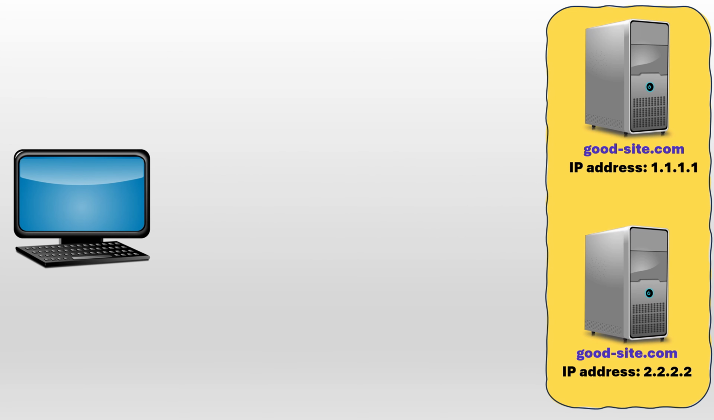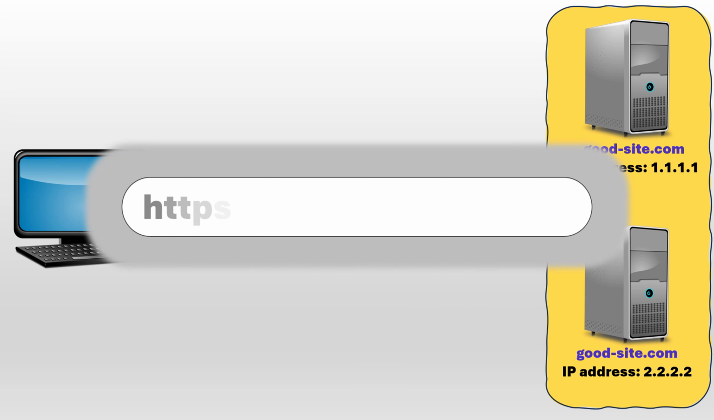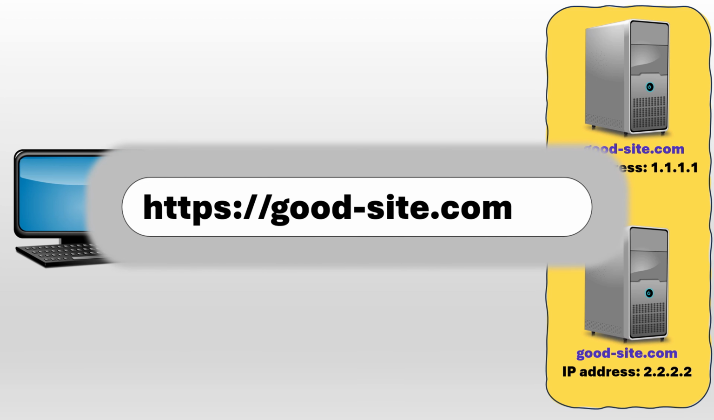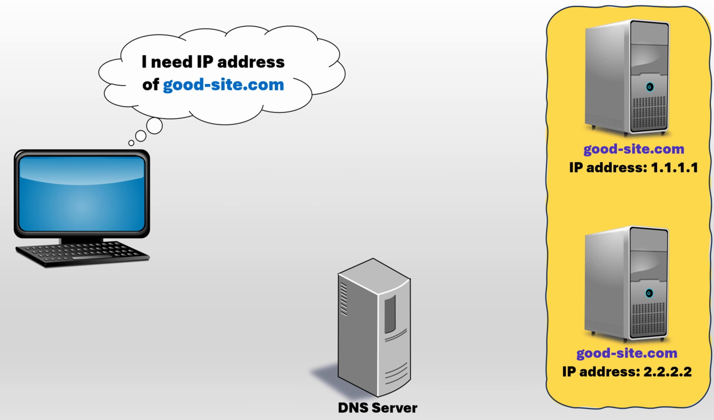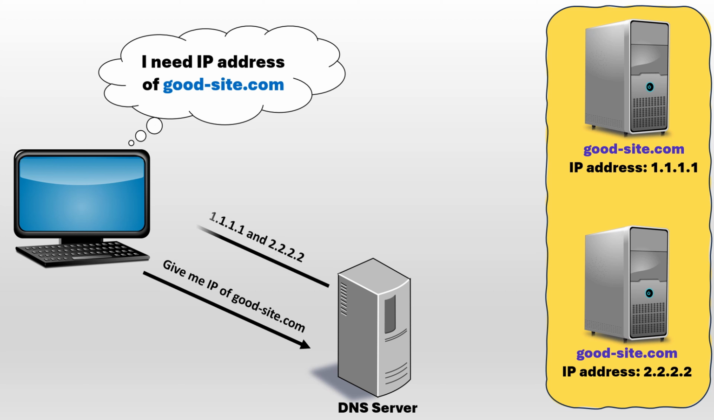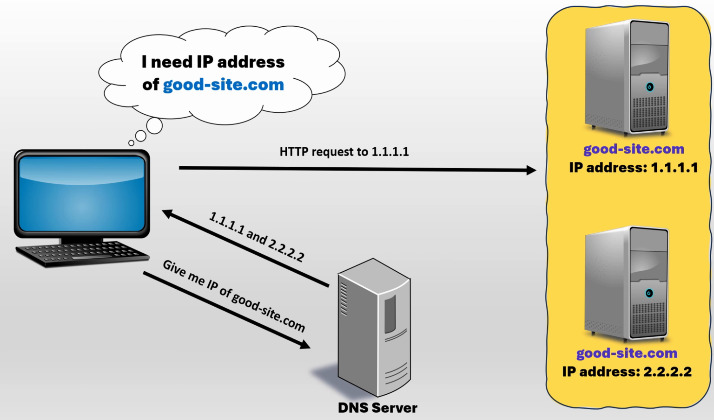Let's delve into how the DNS protocol operates. Imagine a web application like good-site.com, hosted on different servers across various countries, each with its own IP address. To access the site, we simply type its URL without needing to know all its IP addresses, which is convenient, isn't it? However, our computer does need the IP address, and this is where the DNS server acts as an intermediary. It stores IP address records and provides them upon request.